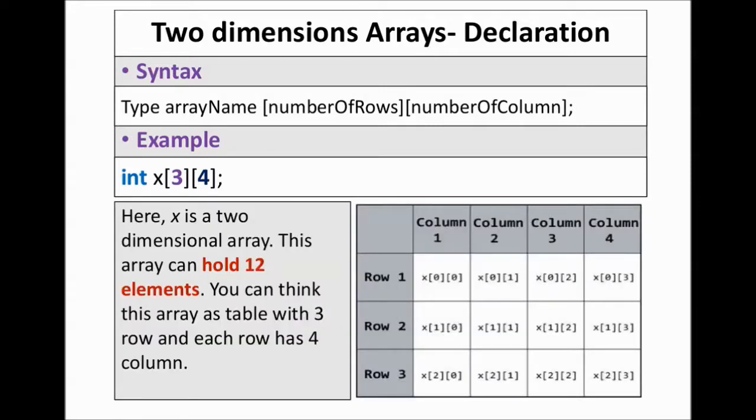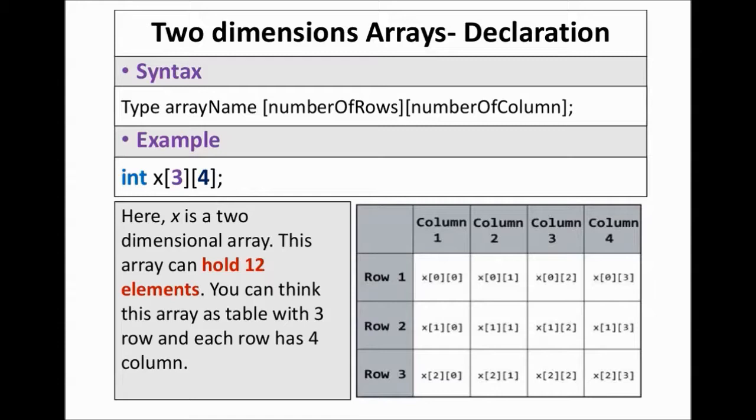Here x is a two-dimensional array. This array can hold 12 elements, as we see on the left side that this array creates a table. This table has 3 rows and 4 columns, and the position of the first element in this table is x00, meaning first row and first column. Second element x01, third one is x02, and fourth one x03.